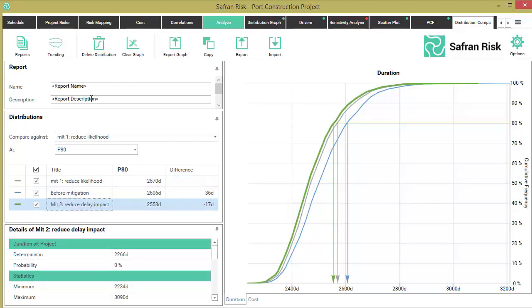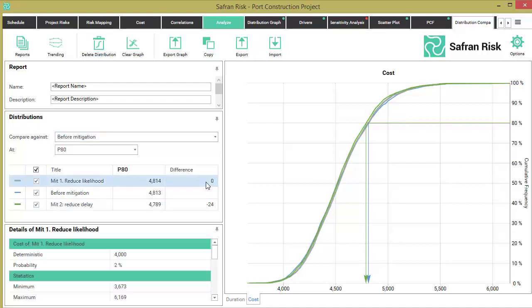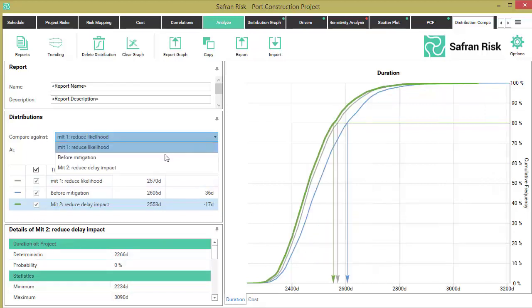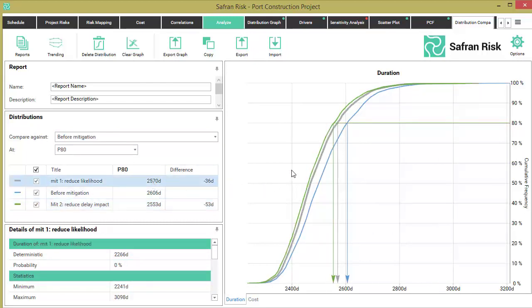On the cost comparison chart, we observe that strategy 1 of decreasing probability has no net effect upon total project cost at its 80th percentile. Strategy 2 of decreasing impact has a reduced total net cost of $24. Therefore, from the cost point of view, the second strategy is better. We now shift to the duration comparison chart. Strategy 1, consisting of decreasing probability, reduces total project duration by 36 days. Strategy 2, consisting of decreasing impact, reduces total project duration by 53 days at its 80th percentile.